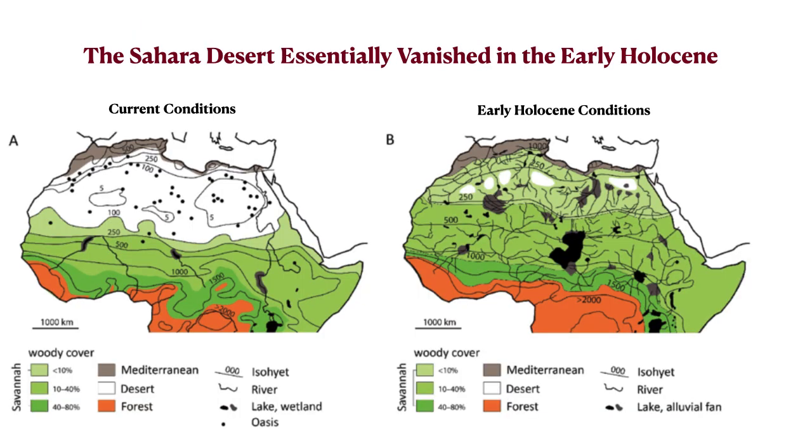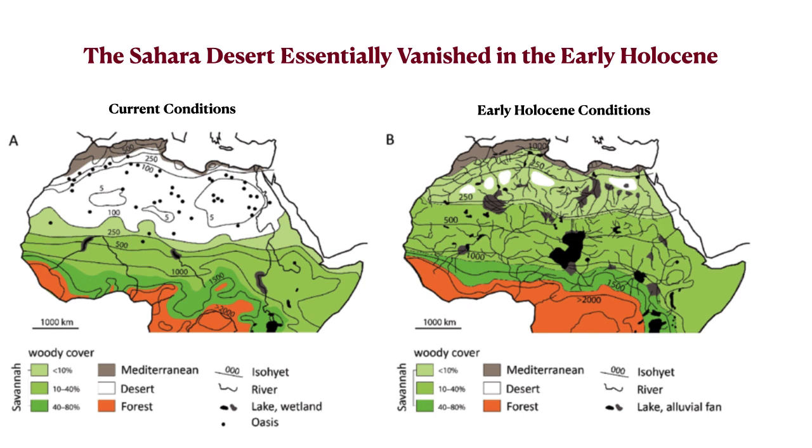Here's actually a pair of maps, one showing current conditions and then conditions in the early Holocene, say 8,000 years ago or so. And you can see those white areas very restricted. Most of the Sahara Desert was gone. It was grassland or savanna. We have a lot of rock art from people at this time depicting large herds of gazelles and other animals. So very, very different conditions.